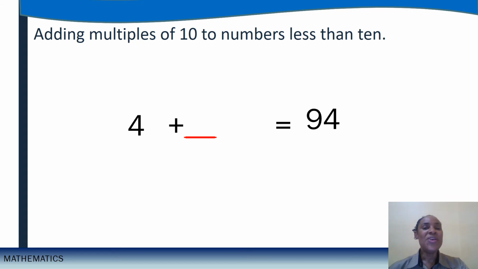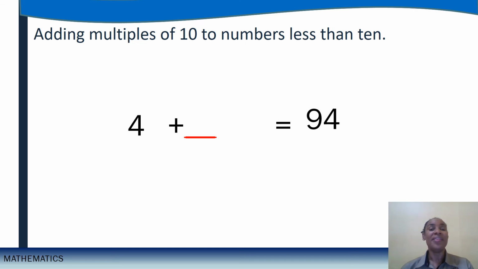Wow! If you said 90 is the missing number, you are correct. But how did you figure out that it is 90 so quickly? Way to go again, boys and girls. If you said you looked at the digit in the ones place in the answer and realized that it is the same as the 4 ones that was being added, and you got the clue that the number that is missing must have a 0 in the ones place, you are on the right track, boys and girls.